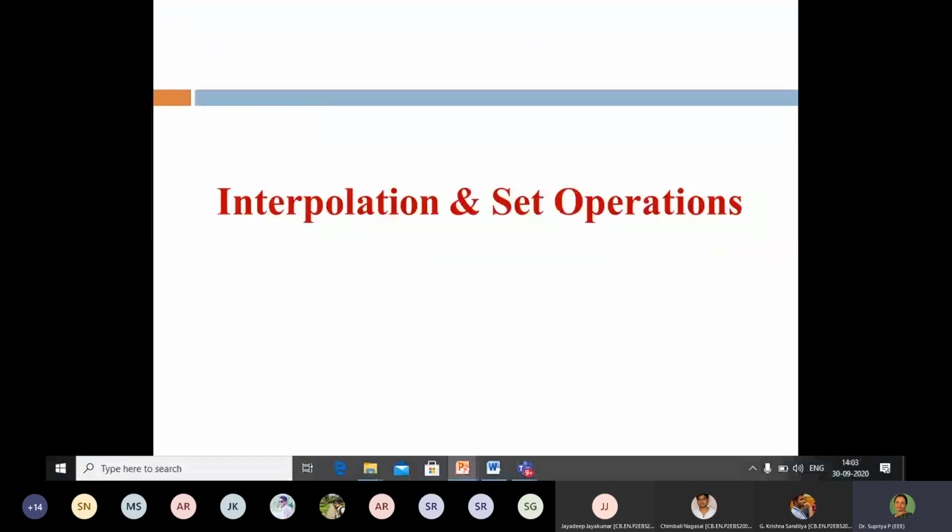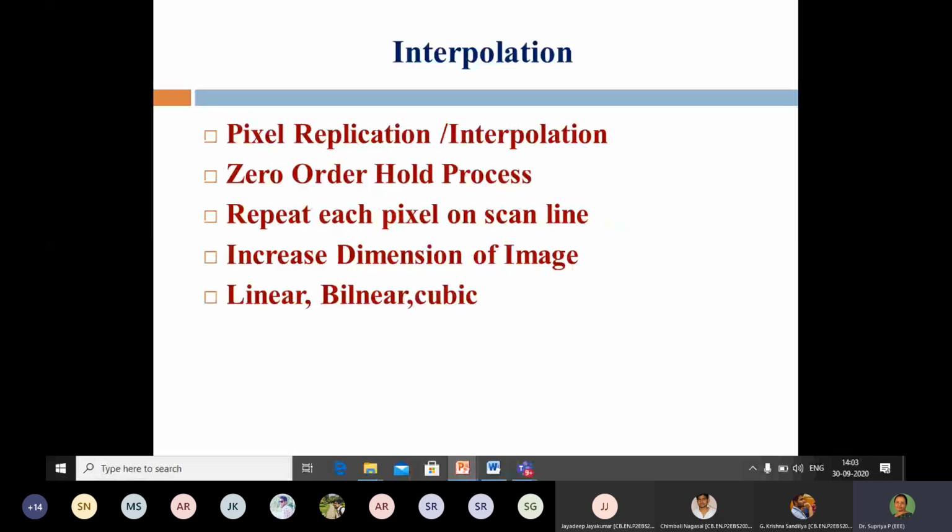Interpolation and set operations. Interpolation is a process of pixel replication. It is equivalent to a zero-order hold process which happens in sampling. Interpolation is quite similar to the multi-rate operation that happens for a signal to be upsampled. As a result, each pixel gets repeated on the scan lines, because of which the overall dimension of the image is increased to a large extent.